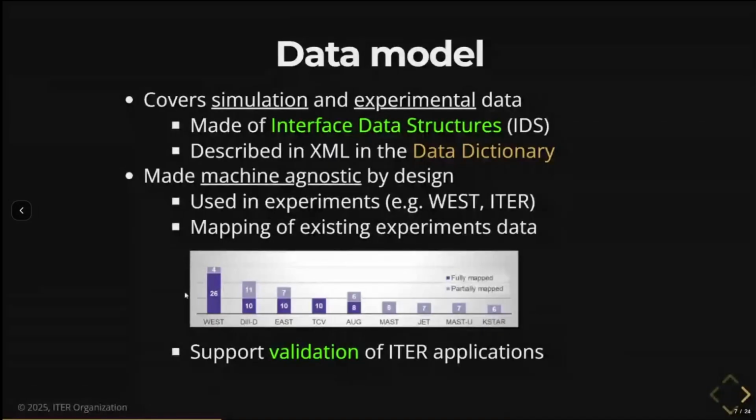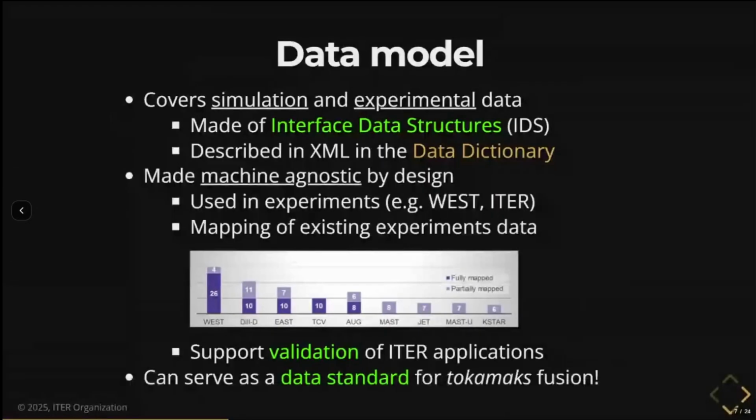And just here in this table, you can find the results of a survey that we did, I think, in the summer 2023, about how many of these IDSs were mapped at the various tokamaks that answered this survey. So you see that there is a variety of support already, but this was almost 2 years ago, and so hopefully things are getting better now.